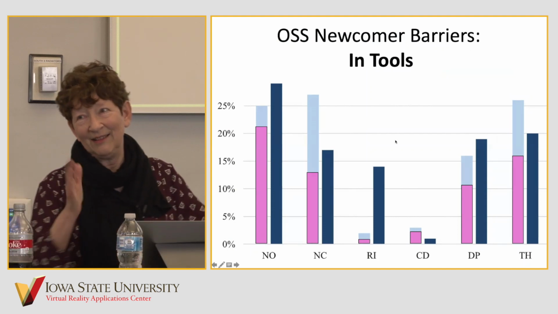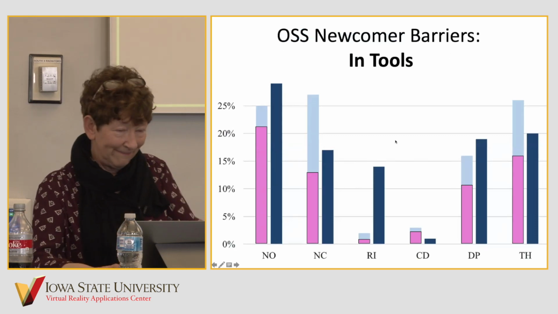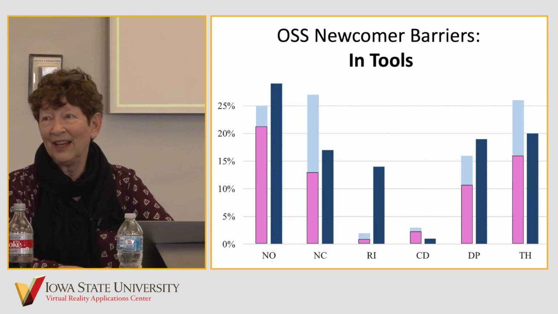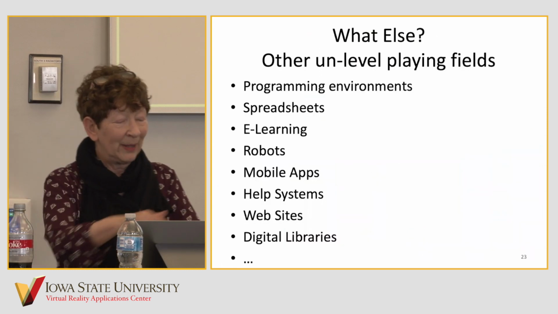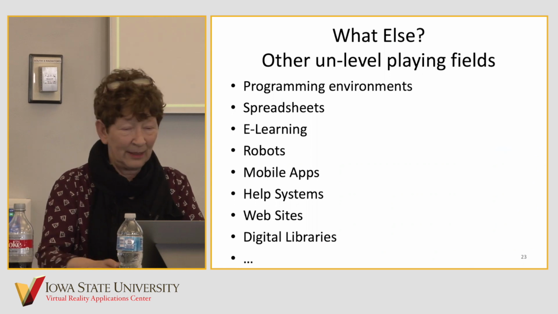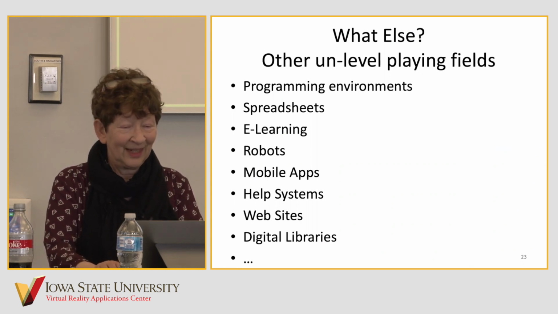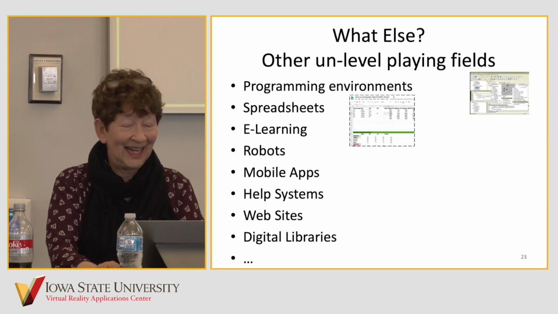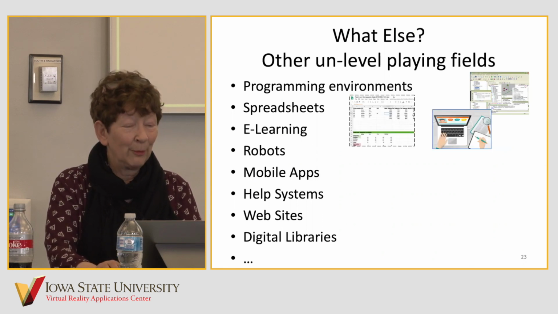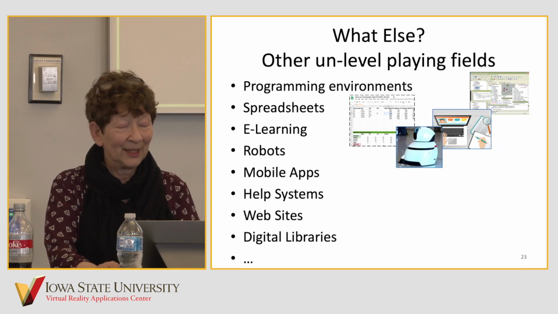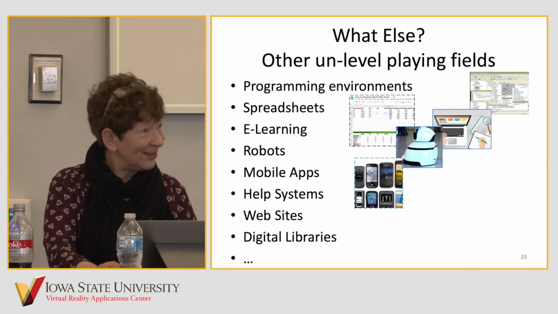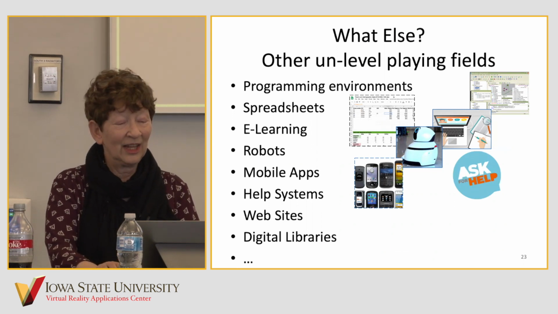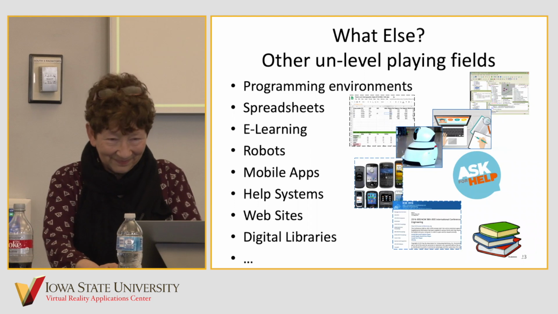So now we've looked at some small set of commercial software. We've looked at open source software. Where else have we found these unlevel playing fields? So there are papers on all of these domains, some by me, some by other people. Programming environments, spreadsheets, e-learning environments, robotics, mobile applications, help systems, websites, digital libraries, and more.